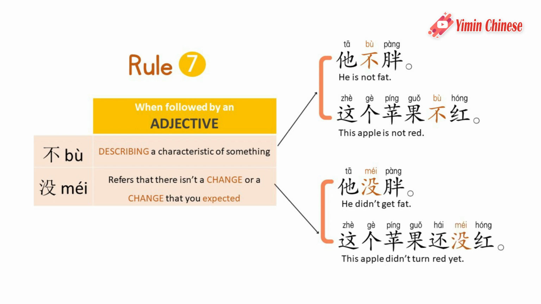And as in the example with the apple, when we use 没 to say 这个苹果还没红, this apple is not red yet. Such as the apple on the tree. It didn't turn red yet. 这个苹果还没红. There isn't the change, or the change you expected, yet.